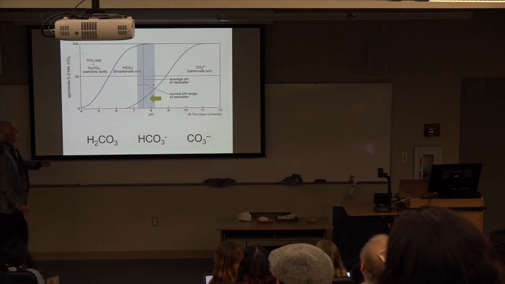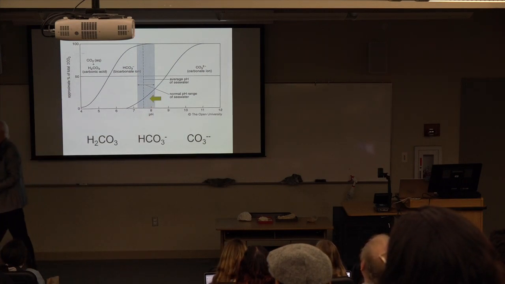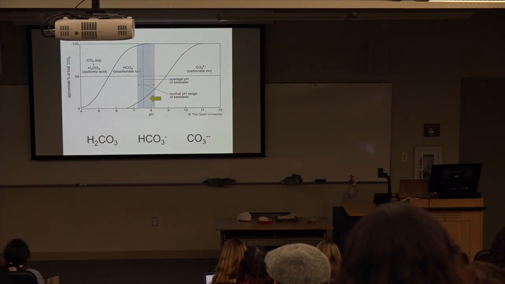That little yellow arrow right there, we actually have already, this is not usually talked about that much. They talk so much about carbon dioxide in the atmosphere, but the pH of the oceans is actually measurably more acidic than it was 50 years ago. And now to me, that is shocking.